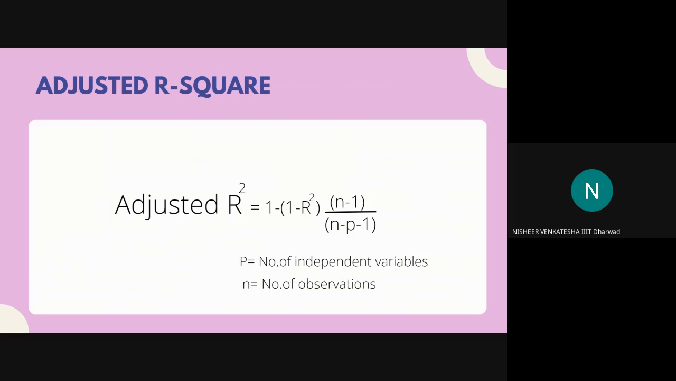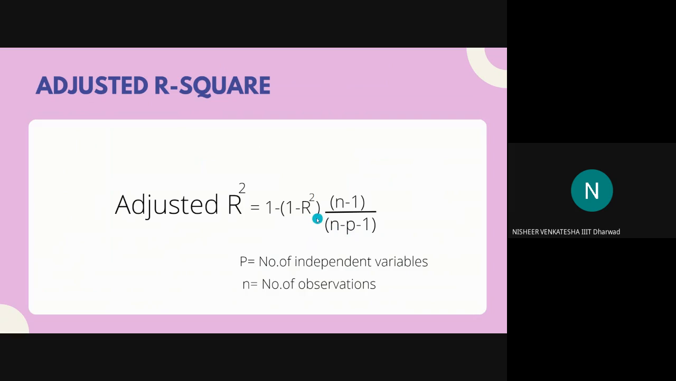Here the formula is 1 minus R square into n minus 1 by n minus p minus 1, where p is the number of independent variables and n is the number of observations. So as we add some bad independent variable, the value will decrease.